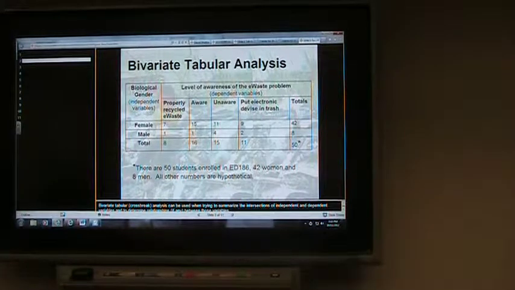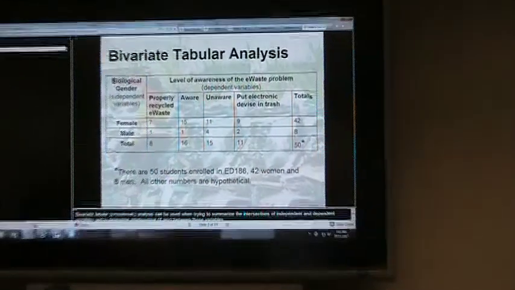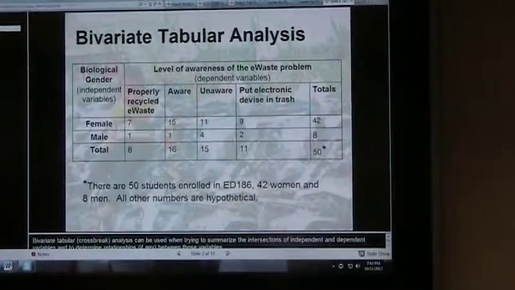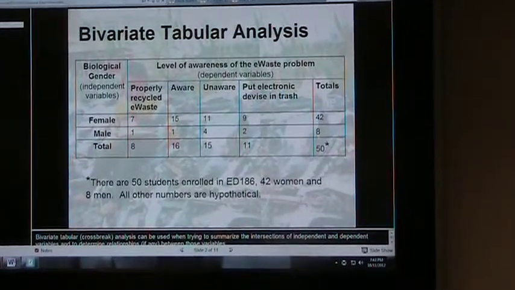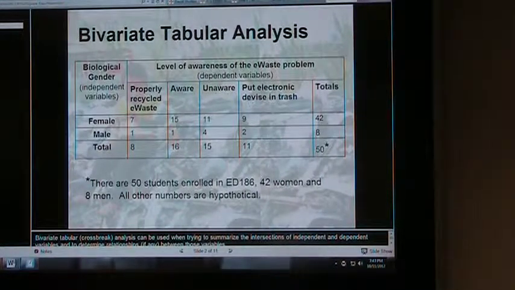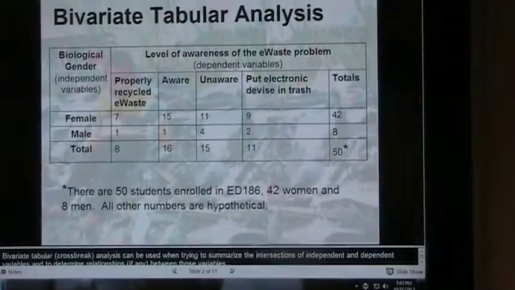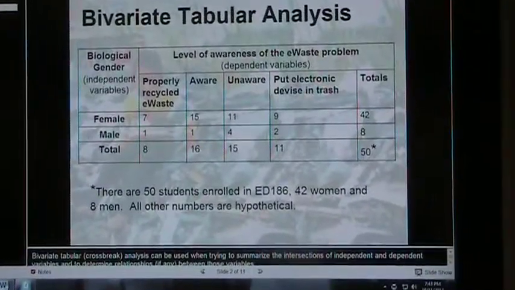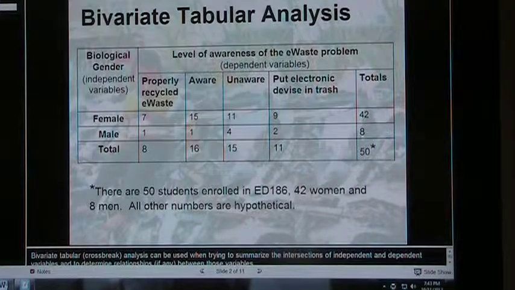bivariate tabular or cross-tab analysis can be used when trying to summarize the intersections of independent and dependent variables and to determine relationships, if any, between those variables. For example, we're going to be working with an example from my research from a few years ago, where I was interested in students' understanding or perspective on electronic waste.